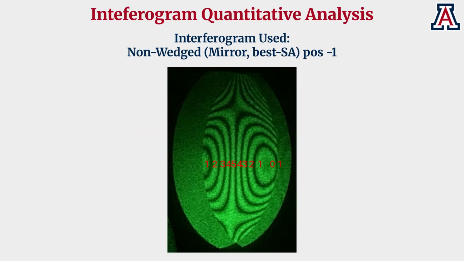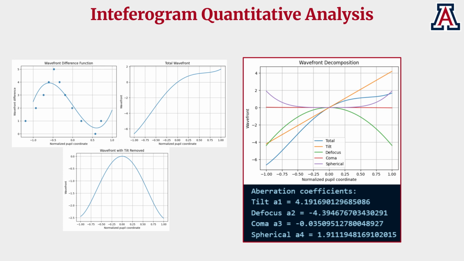For our quantitative analysis, we chose to analyze our interferogram captured using the mirror with the collimating lens oriented for minimum spherical aberration with -1 mm of defocus. The result of counting fringes is shown in the figure. Using Wien's least squares fit method, we obtain the wavefront difference, total wavefront, and tilt subtracted wavefront on the left, along with the magnitude of each aberration in waves on the right.